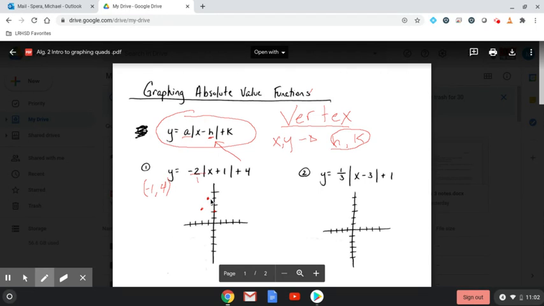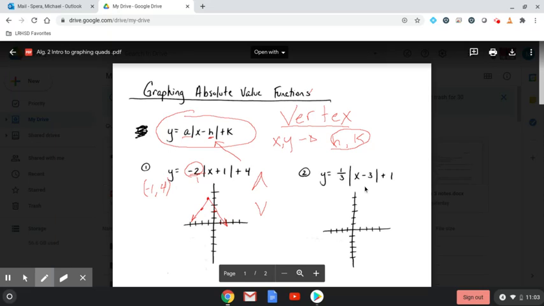Absolute value functions are V-shaped. So these should look like V's. Right? There's no curve to my graph. All right? It should be a V-shaped function that either opens downward or upward. Okay? Why do we think this one opened downward? Well, simply put, because the value for A was negative. All right, and that's it. That's all you have to do.